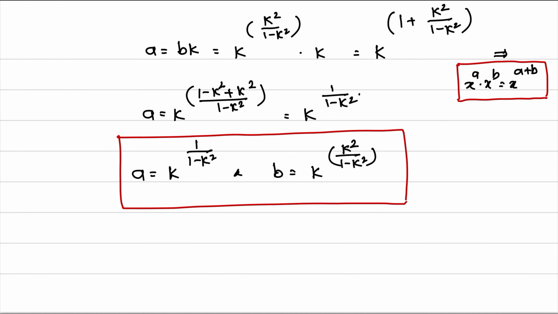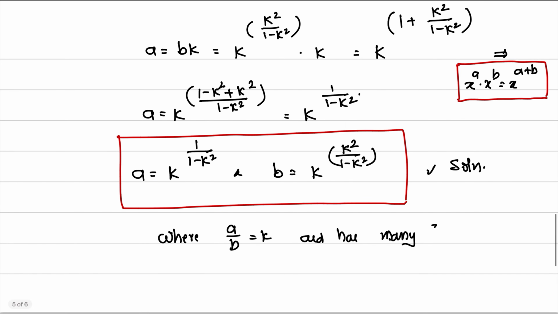Now, a by b. Let us take some value. Let a by b is equal to k, this is the solution, where a by b is equal to k and has many solutions satisfying such that a is not equal to b. We should ensure that a is not equal to b.